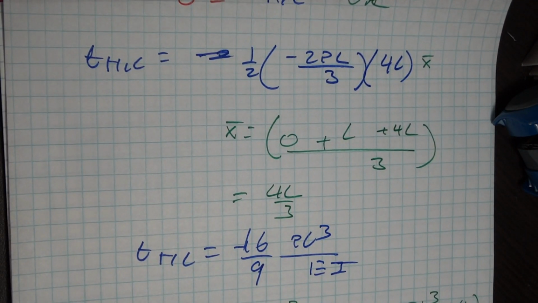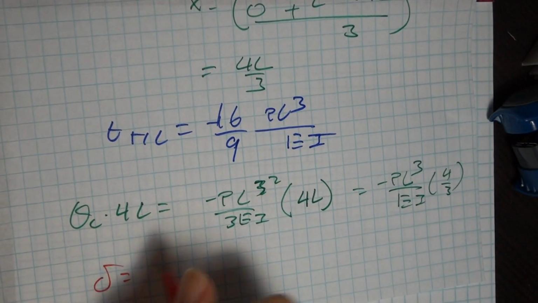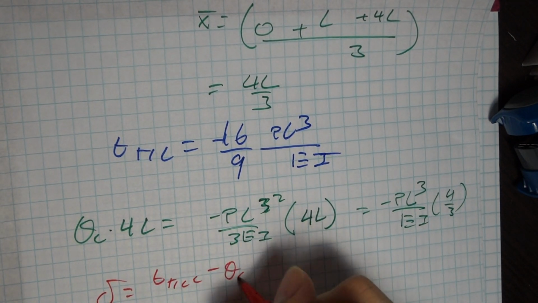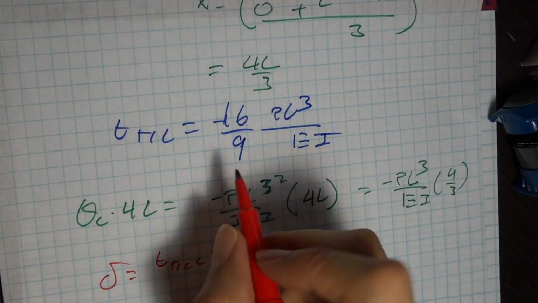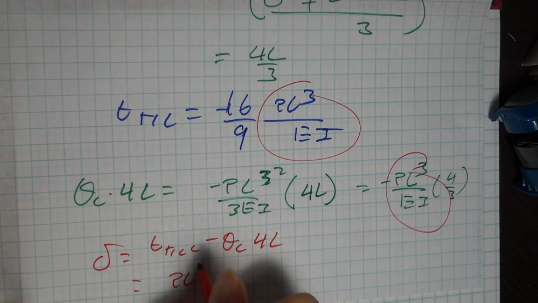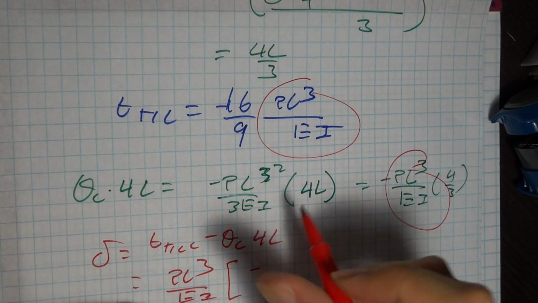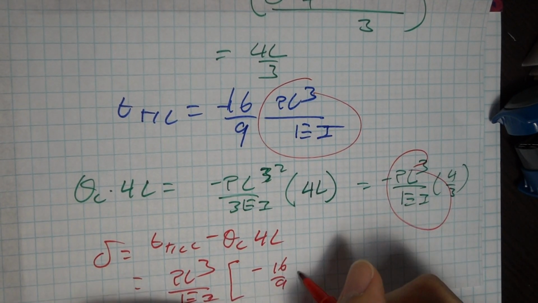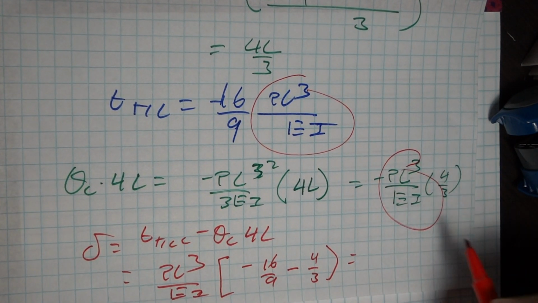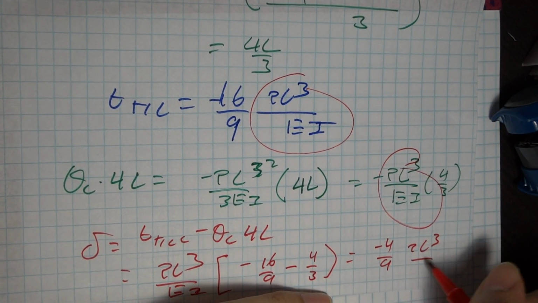If I want to find delta now, delta equals THC minus theta C times 4L. Notice that the units here are the same. I can write that out in front. PL cubed on EI times negative 16 on 9 minus 4 on 3. And I should get negative 4 on 9 PL cubed on EI.